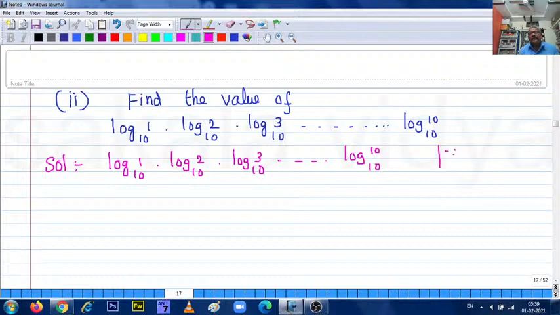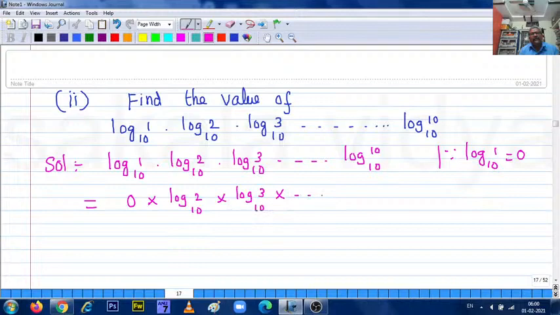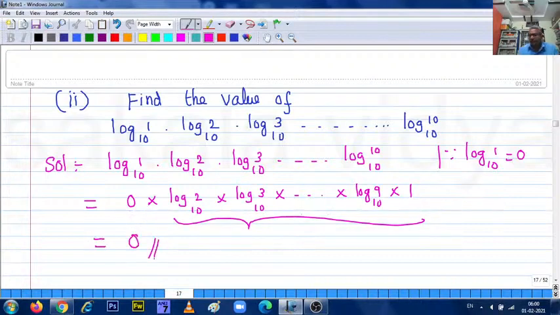Here one interesting factor is that log 1 to the base 10 is always 0. That means 0 multiplied by log 2 base 10 into log 3 to the base 10 and so on. Before 10, 9 will be there. Log 9 to the base 10 into log 10 base 10, which is also 1. But 0 multiplied by everything is 0. So you get 0. Answer is 0.